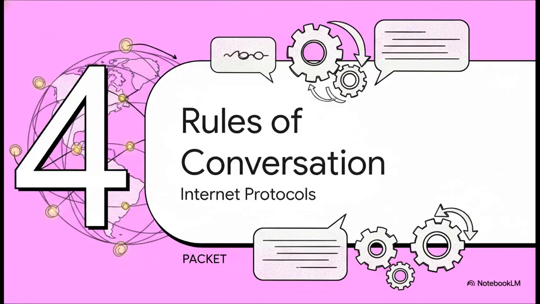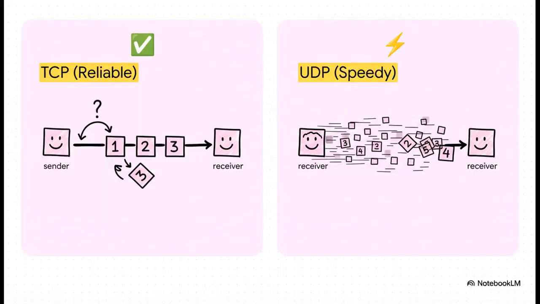So, to recap, our packet is at the right address and it's knocking on the right door. Now what? Well, now it has to actually talk. And to do that, it needs to follow the rules of conversation. These rules, or protocols, are what makes sure the whole exchange of information is smooth and reliable. And it basically has two main choices.